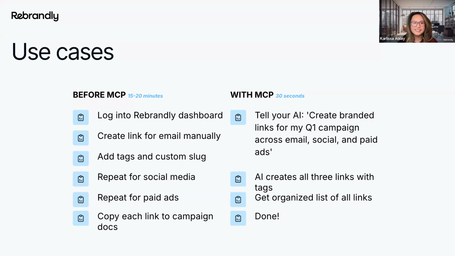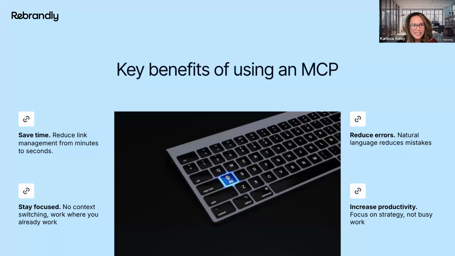It's just so tedious. But with the MCP, you can tell your favorite AI tool of choice, create branded links for my Q1 campaign across email, social, and paid ads. In about 30 seconds, AI creates all three links. It automatically adds the appropriate tags like Q1, email, social, paid. It uses consistent naming conventions and hands you back a nice organized list of all of your links. So you've saved 14 and a half minutes. And more importantly, you've maintained your momentum and didn't lose focus on the bigger picture of your campaign strategy. That is the kind of efficiency we're talking about.